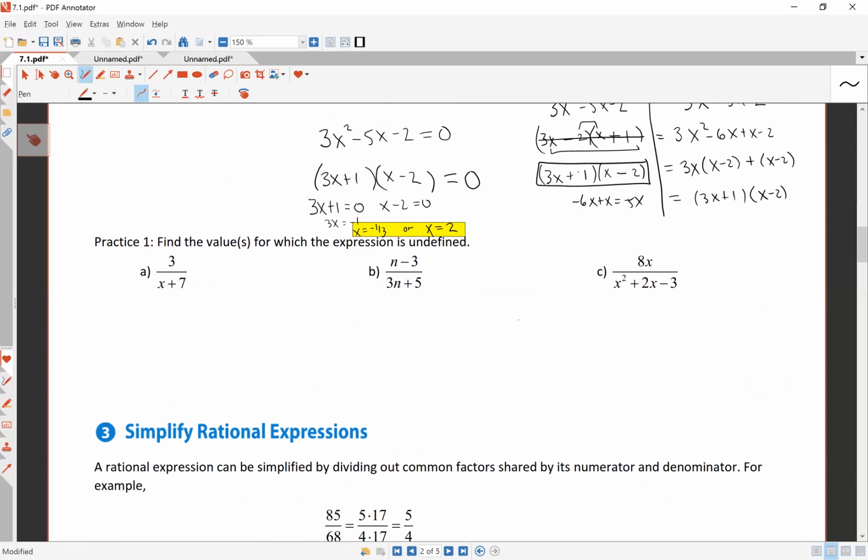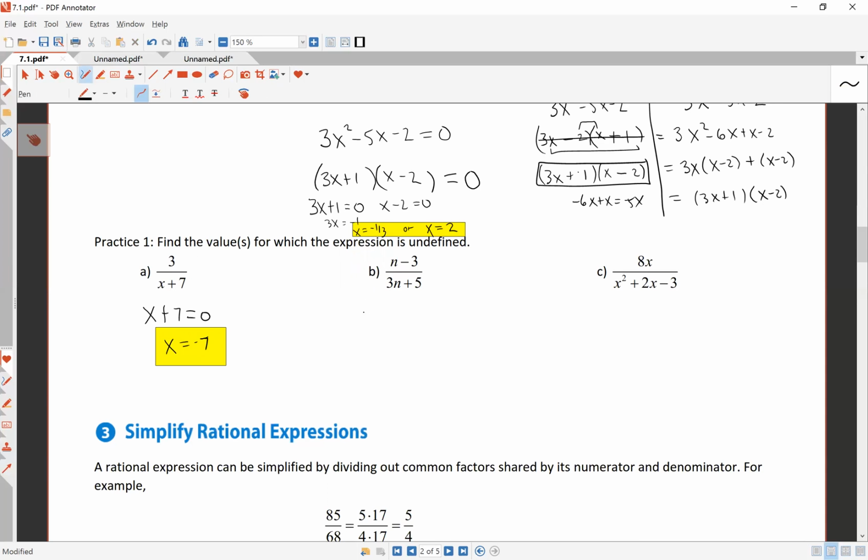Here are a couple of practice problems for you guys to do. If you'd like to do them, I would press pause on the video and then come back and see the solutions. So here are the solutions to it. If I want to know when 3 over x plus 7 is undefined, I set the denominator x plus 7 equal to 0 and solve it and get x equals -7. That's what makes that expression undefined. That one's pretty easy to see because the x plus 7 is easily solved.